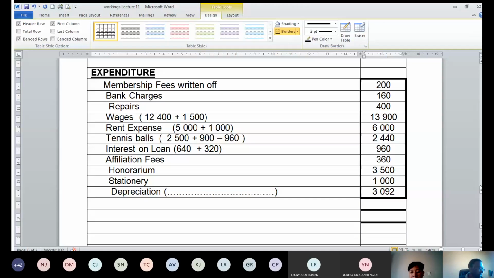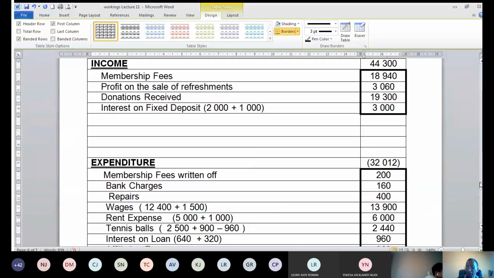And my expense now, guys, total expenses. You add that up, you will get 32,012. Just want to make sure whether that is correct. 30,900 plus 6,000 plus 2,440 plus the amount of 960 plus 360 plus 4,500 plus 392. 32,012.